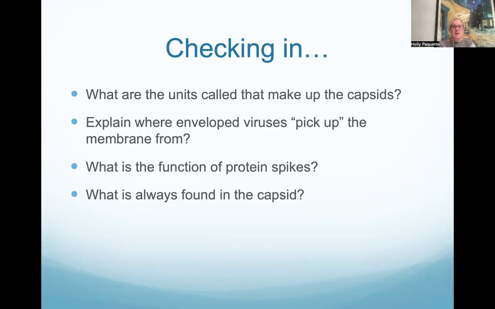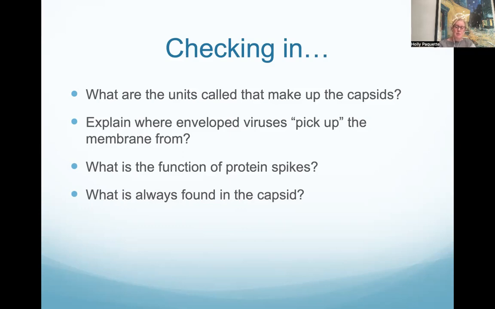The first question is, what are the units called that make up the capsids? That's capsomeres. Number 2, explain where enveloped viruses pick up the membrane from. They pick up the membrane from the cell membrane that is surrounding that host cell. And in some cases, they can also pick it up from the nucleus within the cell.